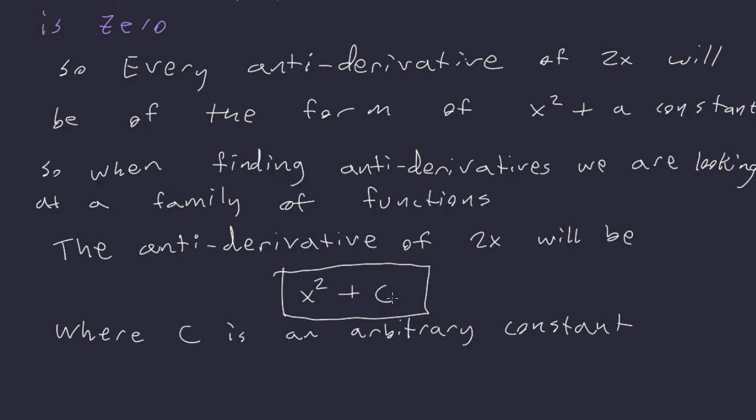Now, sometimes we will care about a specific one. We'll talk about that a little later, but the majority of the time when we are finding antiderivatives, we just tack on a plus c because that gives us the representation of every possibility. That's what we're looking for here.